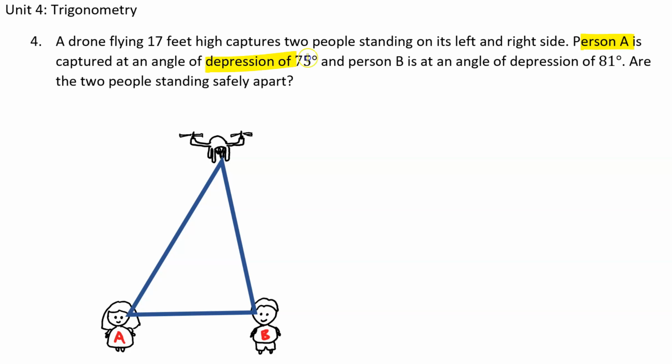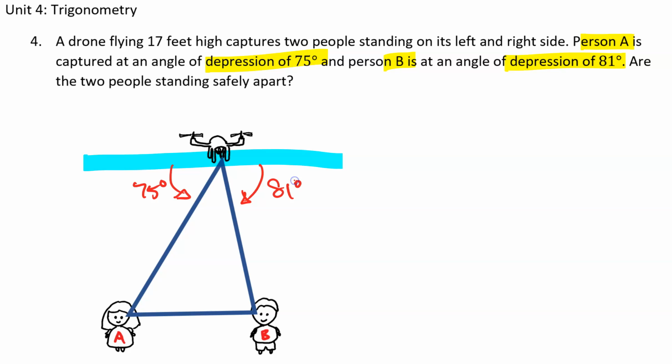Person A is captured at an angle of depression of 75 degrees, and person B is angled at 81 degrees going down. So let's take a moment and mark out the angle of depression. If that's a horizontal, the angle of depression comes down. For person A, that's 75 degrees, and for person B, that's right here, this is 81 degrees.